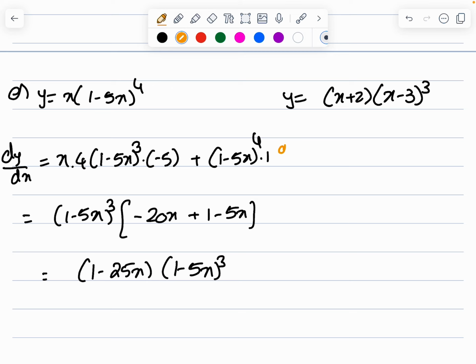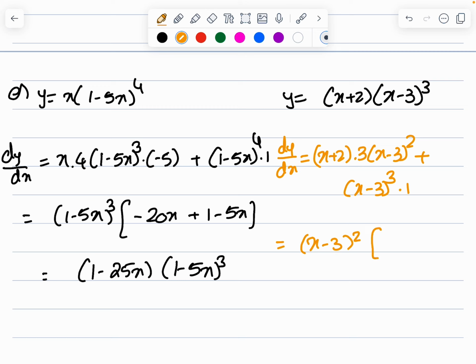Coming to dy/dx for this one. So it becomes (x plus 2) times 3 times (x minus 3) whole square plus (x minus 3) whole cube as it is times 1. What can I take common? I can take common (x minus 3) whole square. So what am I left over with? Nothing but 3 times (x plus 2) and one more x minus 3. So when I simplify, (x minus 3) whole square times (4x plus 3). That is part F.